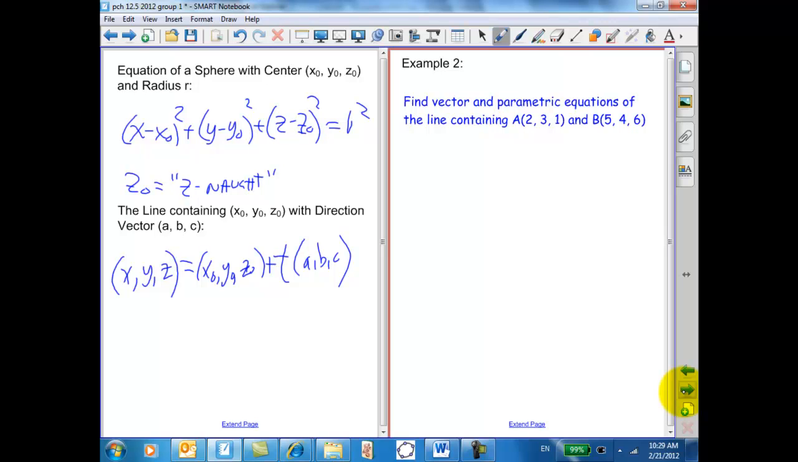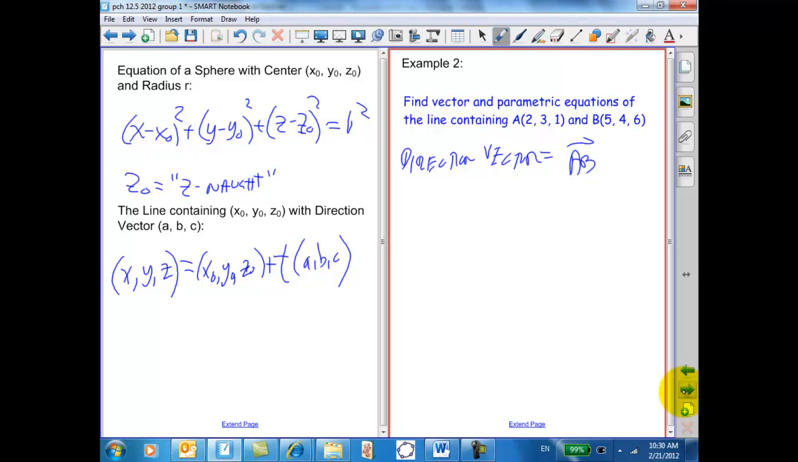So we need a couple of things. You can use either point as your x naught, y naught, z naught, but the key thing is you need the direction vector. Which one of these should we use for the direction vector? No, (2, 3, 1) is not the direction vector. The line goes through A toward B, so you need both. Your direction vector is going to be AB, from A to B. Don't use either one.